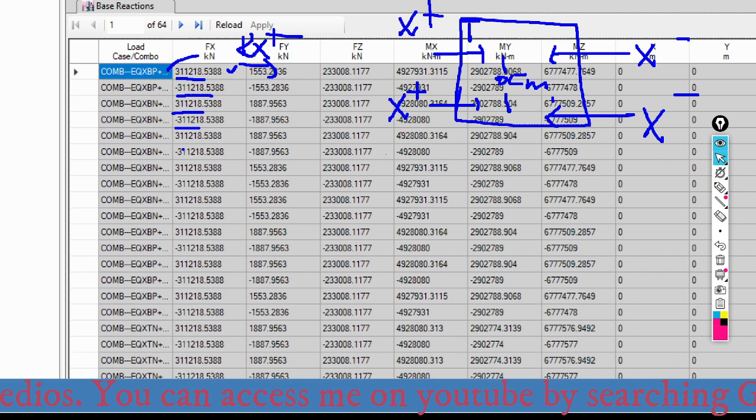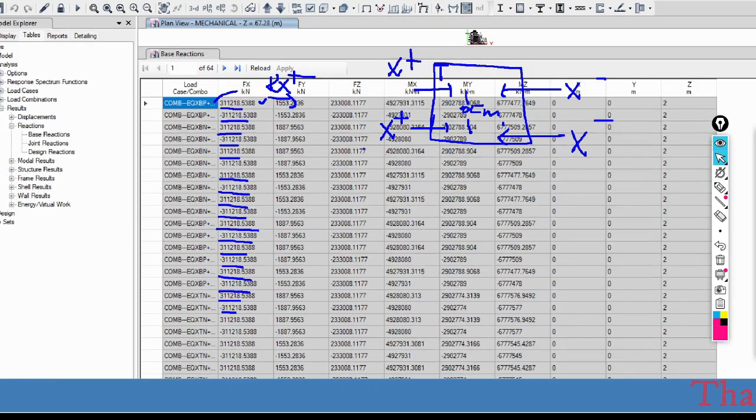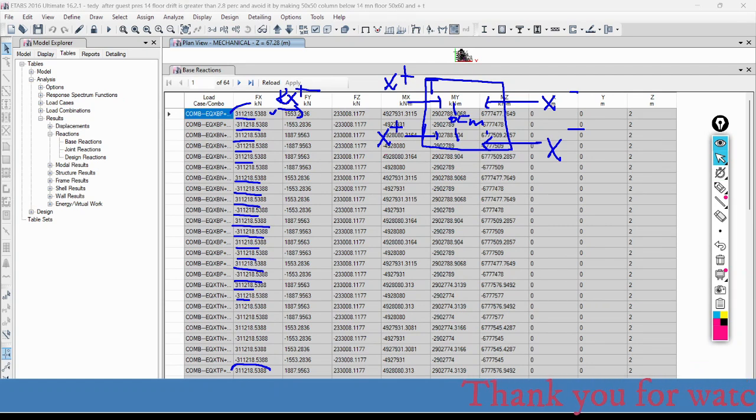All are the same, except that they are opposite in sign. Here all are just the same results. So this indicates that the earthquake load acting along the positive x direction and the negative x direction will be the same in magnitude but opposite in sign.